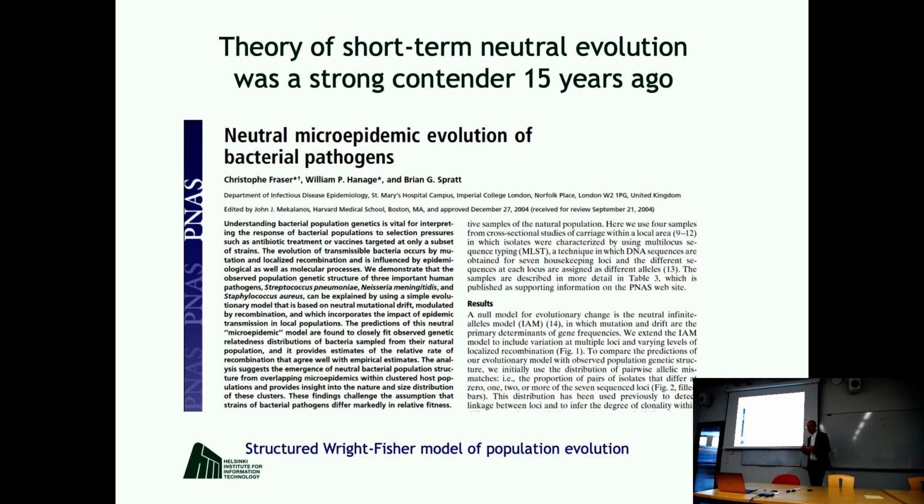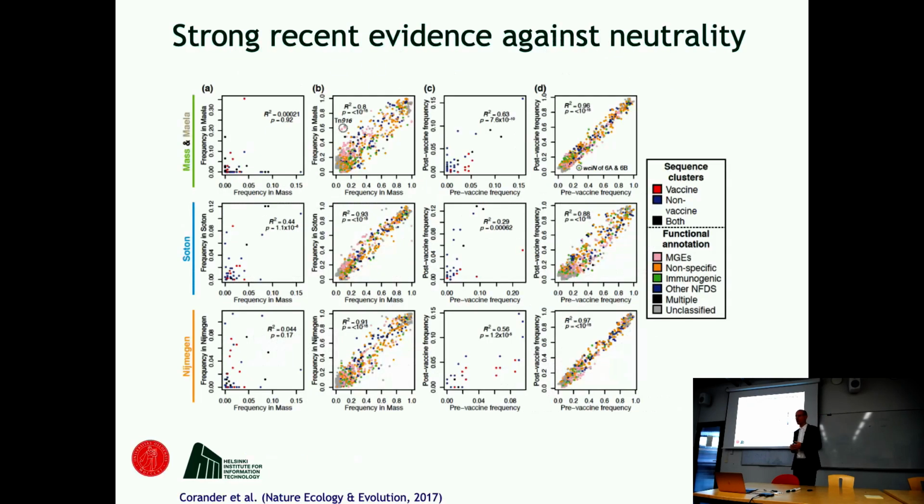And neutral variation in terms of genetic drift was shown about 15 years ago to explain well the patterns of relatedness amongst bacteria. We could sample regularly from daycare center groups, from school classes, from nursing homes, and so on. Unfortunately, it turned out to be a bit of a red herring because of the limited lens that we still had 15 years ago.